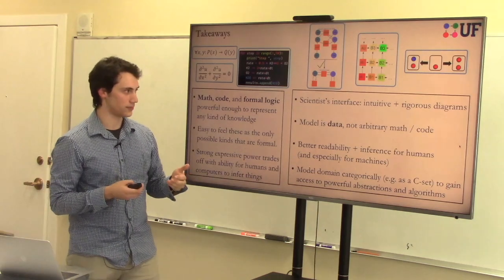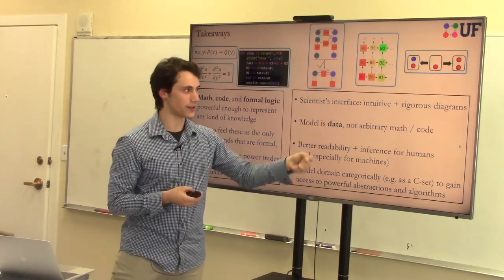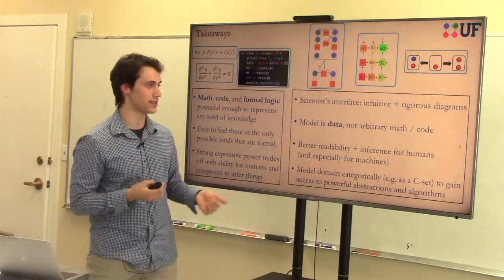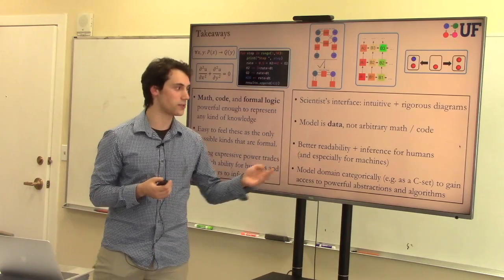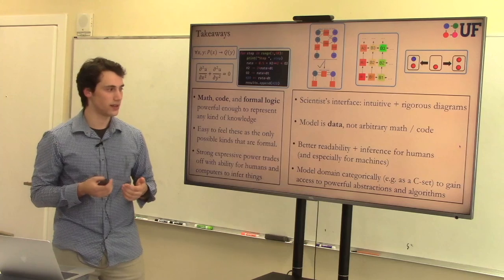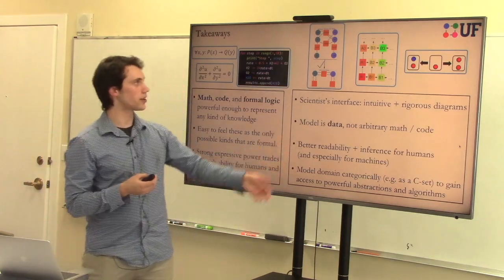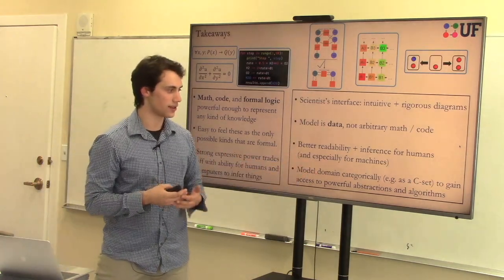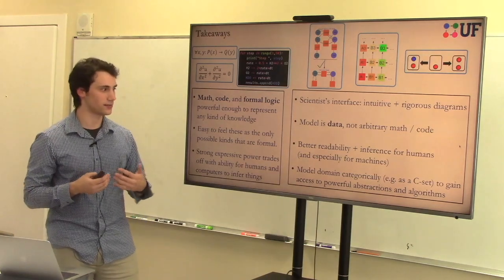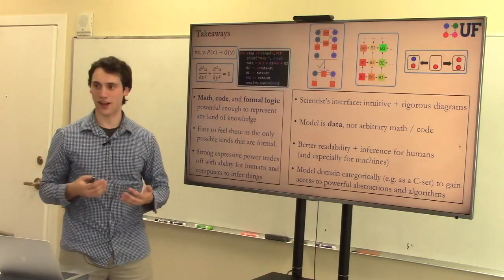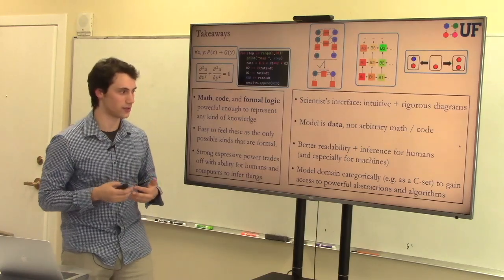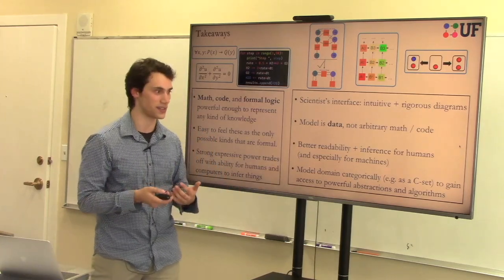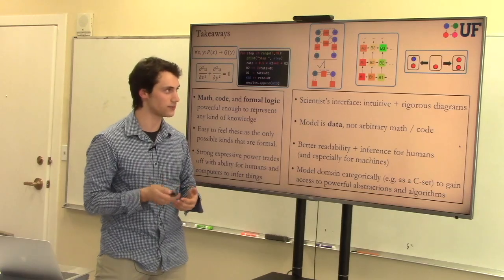A theme was that when your model is data rather than code, that's a very different way of thinking about models, and the consequence is that they're much more readable, and they're easier for humans and machines to infer things about. And I think also a recurring theme throughout the talk was that when we model a domain with c-sets, they're very general, but also a lot of the algorithms that I talked about are made possible because you are working at that level of abstraction. So it's a good idea to try to think about how you cast your domain into the language of c-sets or those related structures.